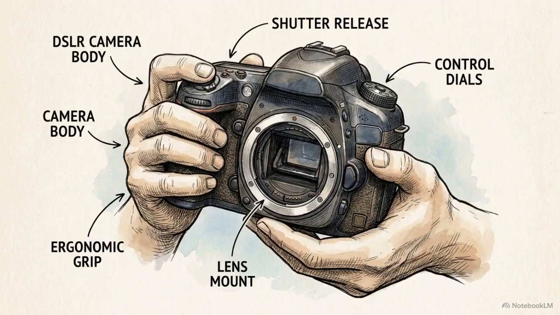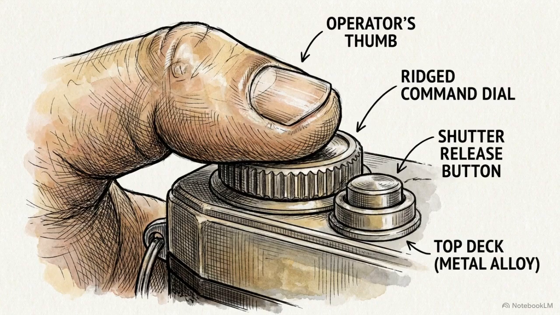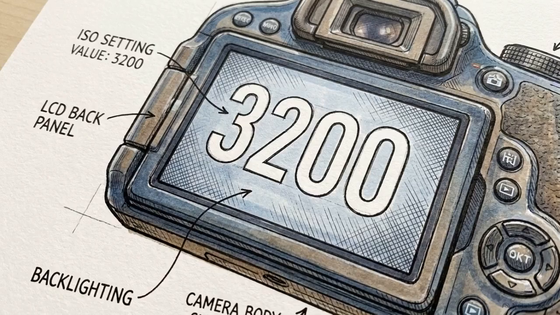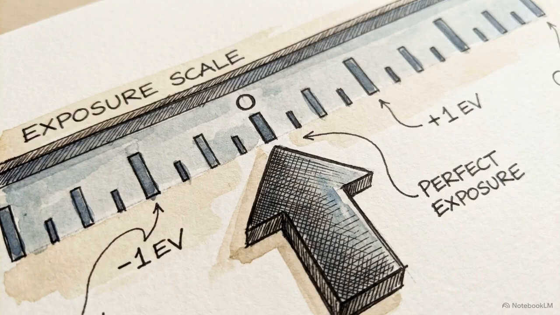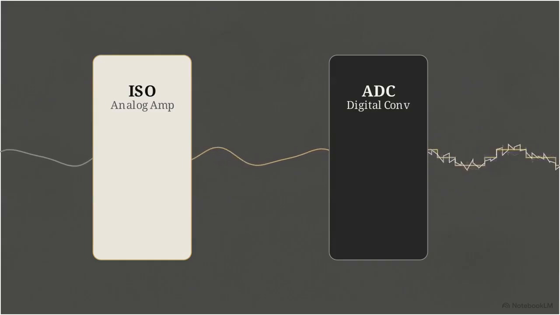Pick the camera back up. This time, scroll the ISO dial up to 1600, 3200, or higher until the exposure meter hits exactly 0. This is the actual function of the ISO setting.